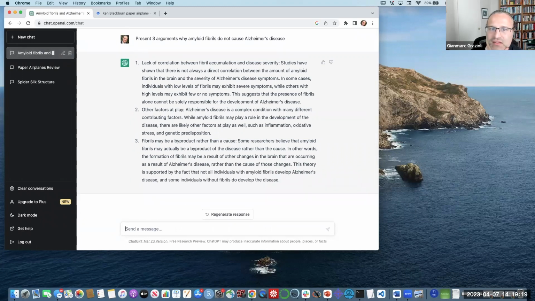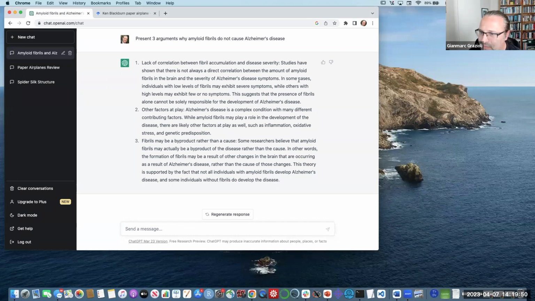Wow, okay. So let's see. It's not always a direct... Okay, so this is interesting. Now, I don't know if this is true or not. So then you want to fact check it in Google Scholar, right? I think this is a great tool if you use it the right way. If you use it to write your whole paper, no, that's obviously not the right way. But using it as a way to ask these specific questions is good.